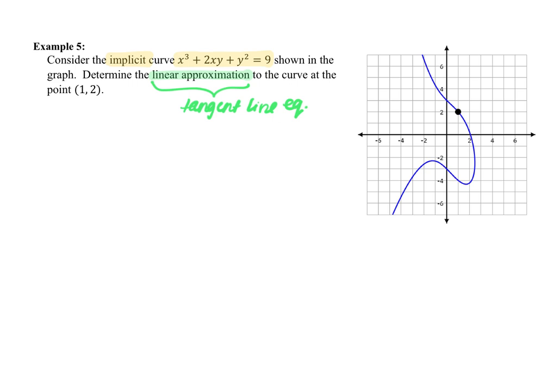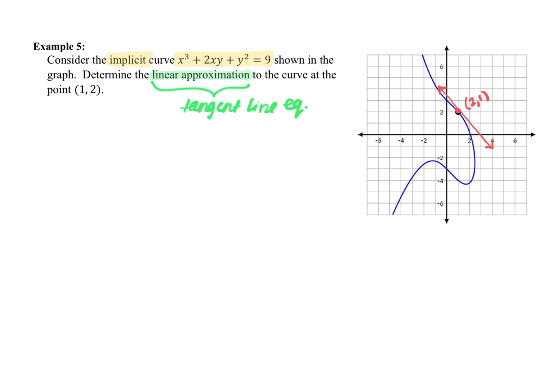Now, if you go ahead and sketch in what the tangent line might look like, remember it's going to be the line that is just going to touch the curve at the point (1, 2). So if you can visualize this, here's our point of tangency, and then this tangent line, that is our linear approximation. We're just trying to write the equation for that tangent line.